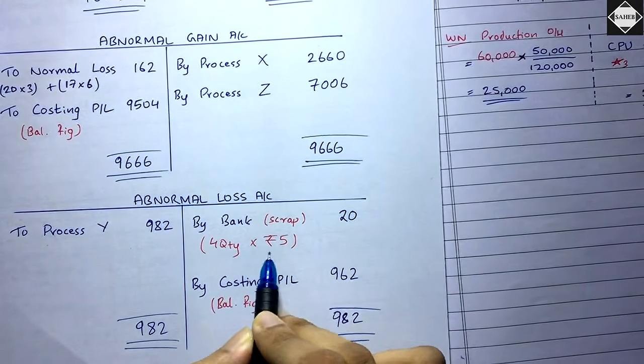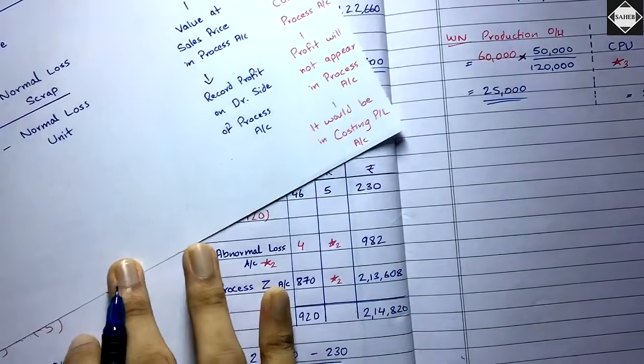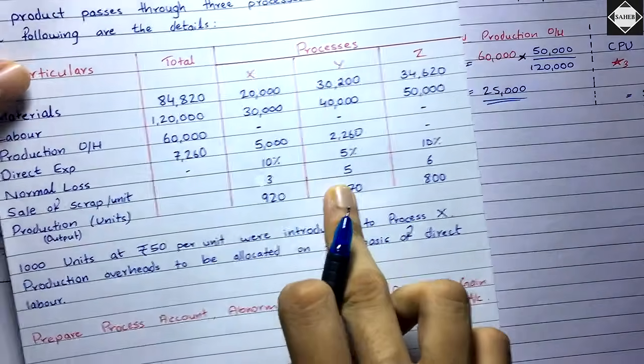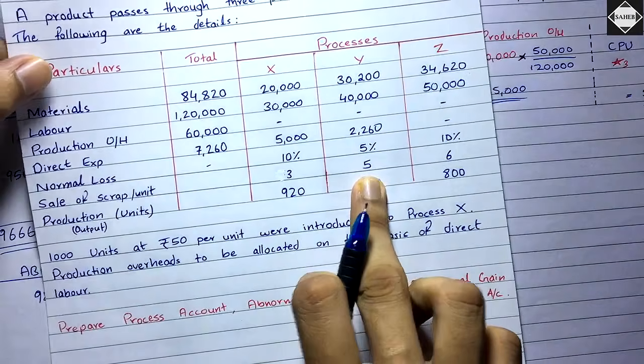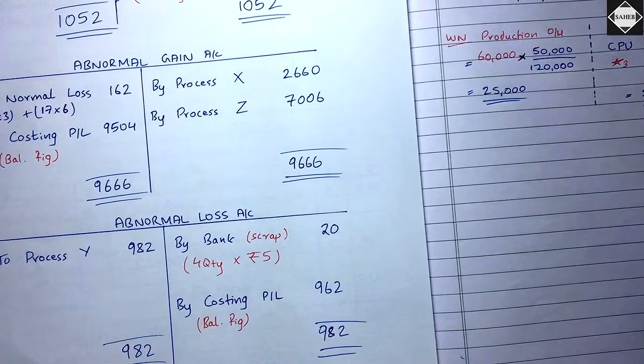So 4 quantity into rupees 5. 5 is the scrap value in process Y, right? See here, where is the question? Let me get the question. Oh, where did I put that? Yeah, here. See, in process Y the scrap value is rupees 5. So at rupees 5 it will be sold off. So 4 into 5, that's 20. Simple, you know that.